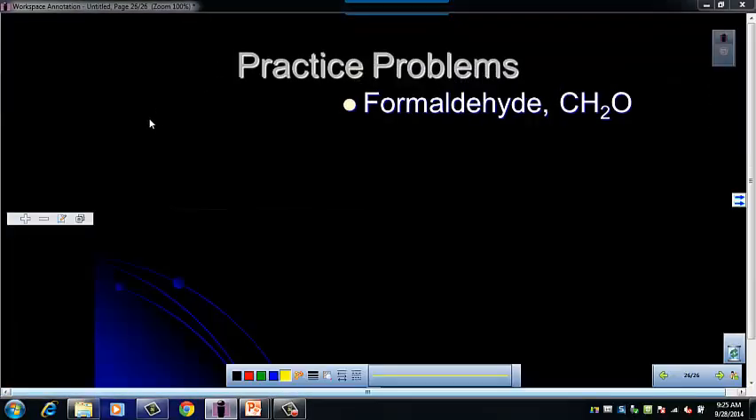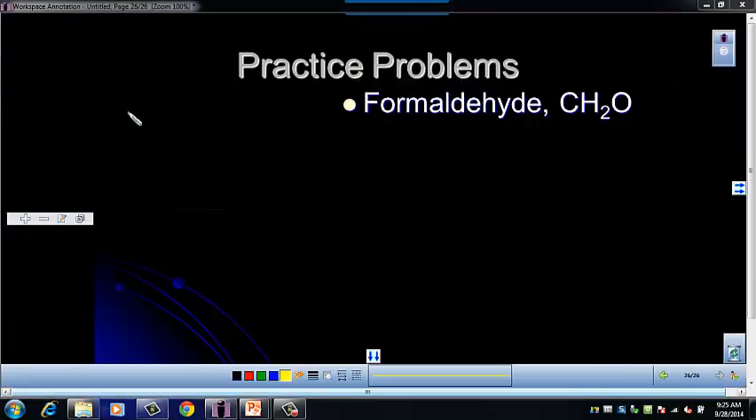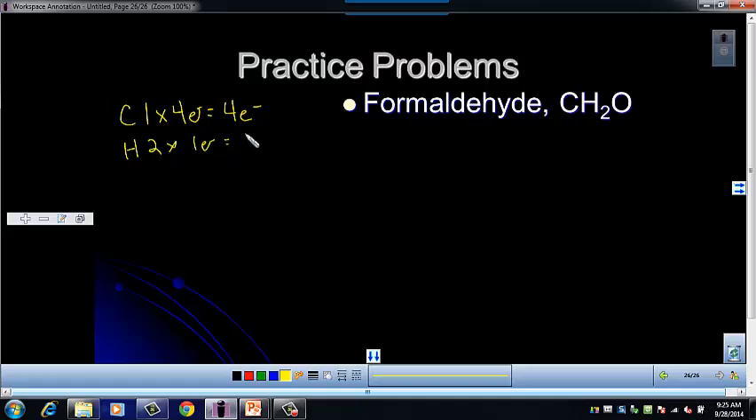Let's go ahead and add up the valence electrons here. We've got 1 carbon atom with 4 valence electrons. That gives us a total of 4 there. 2 hydrogens, and that gives me a total of 2. And then oxygen has 6 valence electrons, 1 atom of that. So when we add that up, we get 12. Pause the video and see if you can figure out the structure for this compound.